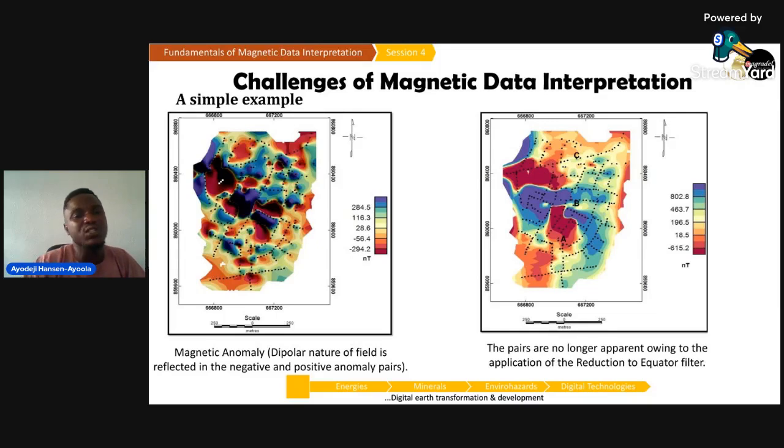So in the first frame, what is easily noticeable are the pairs, the dipolar nature of the field reflected in negative and positive anomaly pairs. If you look closely, of course, the brown coloration suggests that we have negative or low anomalies, and the blues are the highs. So the anomalies are paired across the entire study area. You can see a pairing of negative and positive anomalies.